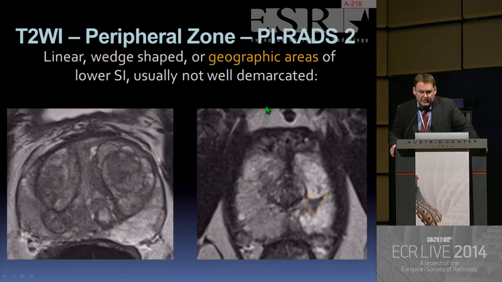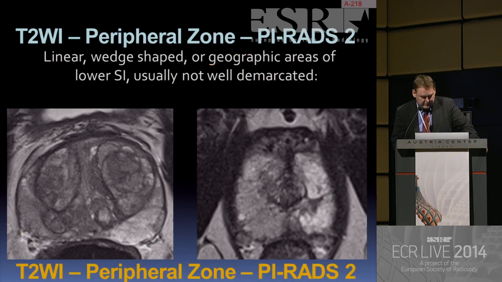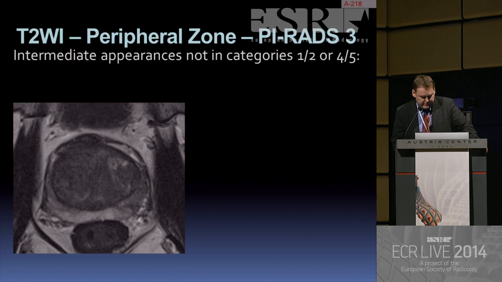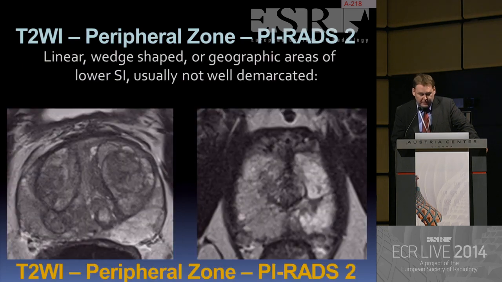If the changes in the peripheral zone are linear, wedge-shaped, or geographic areas of lower signal intensity, usually not well demarcated, like for example this lesion, it's PI-RADS 2. Why is this so? These criteria for T2, for DWI, or for DCE are based on the idea of which kind of markers I can find in the image that tell me the aggressiveness of the biological properties of the tissue or lesion which I'm looking at.